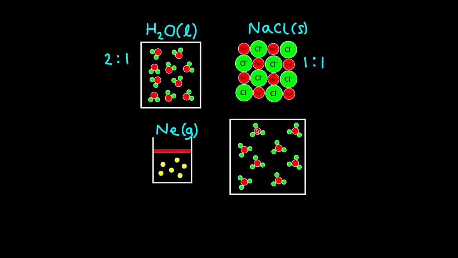And in this next example, we have ammonia in the gaseous state. So for every nitrogen atom in each molecule, we have 3 hydrogen atoms. And again, that doesn't change no matter how big the sample is.